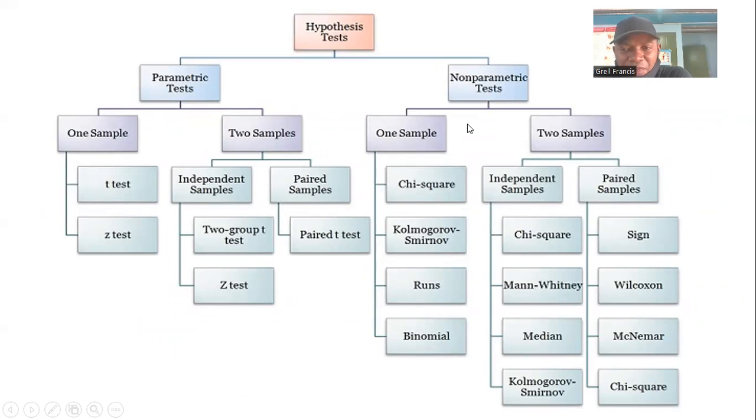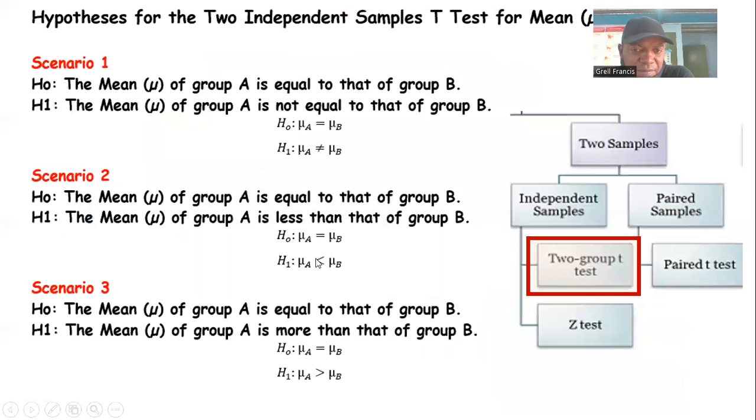So there are different hypothesis tests that can be done. As you can see, this is a diagram showing most of the hypothesis tests that exist. You have the one sample and the two sample tests. You have the parametric and the non-parametric. And we are going to focus on the two sample t-test. We're going to use it as an example. You have the z-test, the chi-square, you have a lot of different tests. We're going to focus on the two sample t-test.